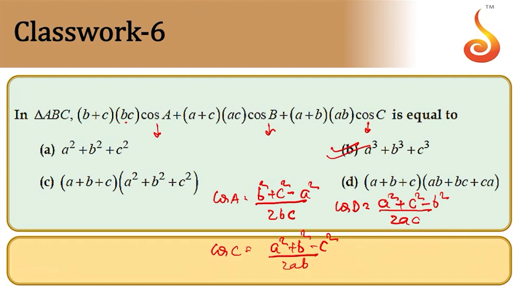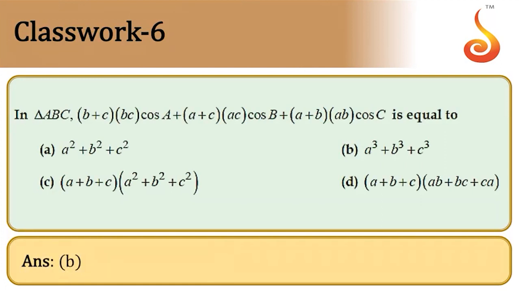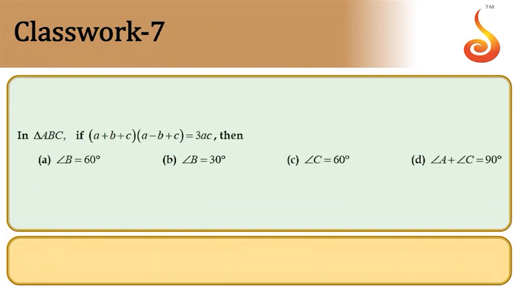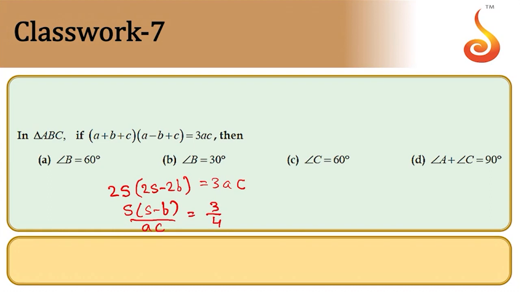Just substituting a value and simplifying, we get a cube plus b cube plus c cube. So this option B is correct. In a triangle ABC, it's a very simple question. (a plus b plus c) into (a plus b plus c) is nothing but 2s, and this is nothing but 2s minus 2b equal to 3ac. Or we can say s into (s minus b) by ac is equal to 3 by 4.